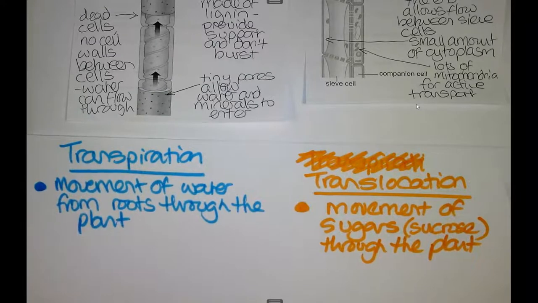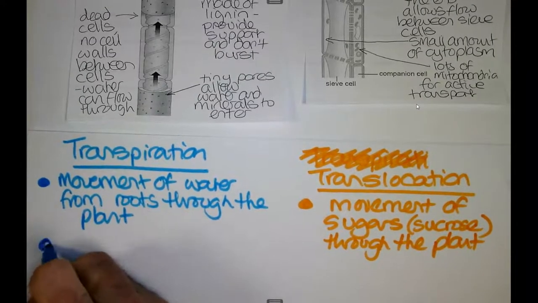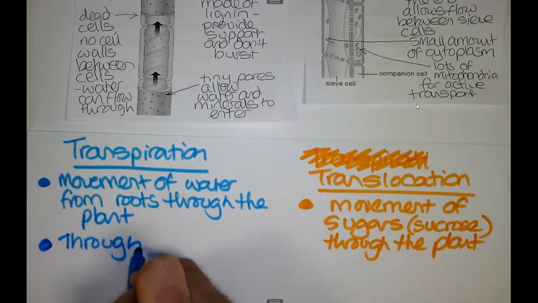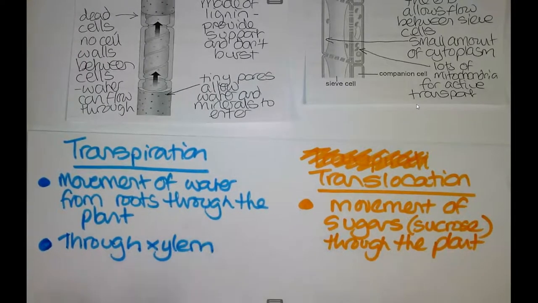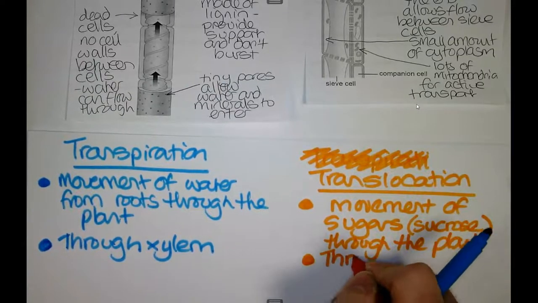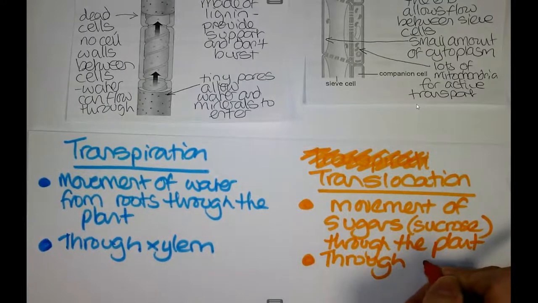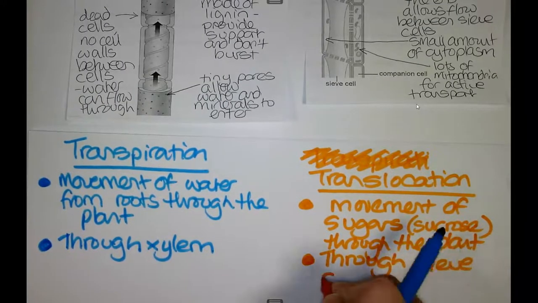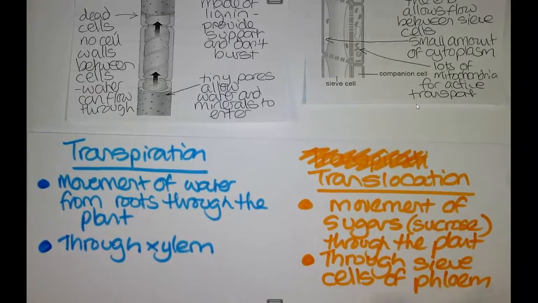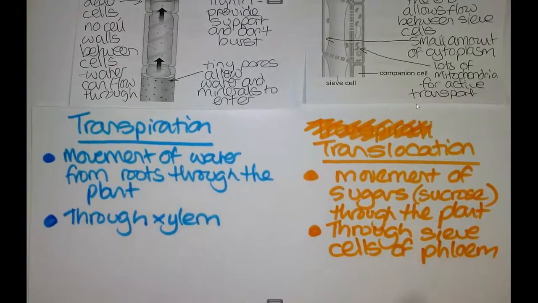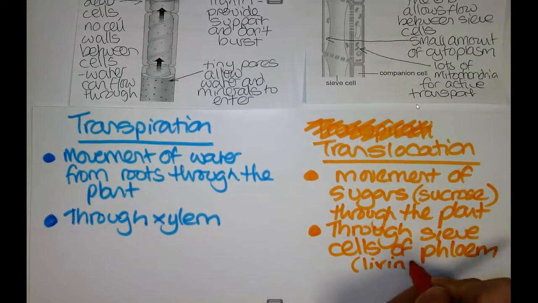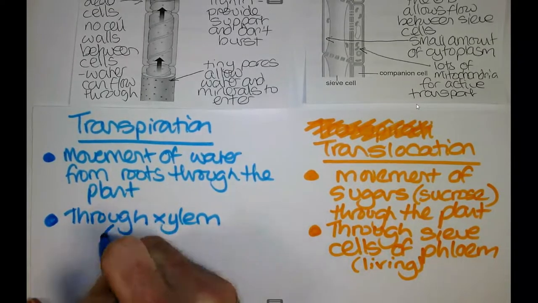Okay, so transpiration, what's next? Well, we already know that this is through xylem, whereas translocation happens through sieve cells of phloem. And actually, just a point to make out is that sieve cells of the phloem are living, whereas xylem are dead.